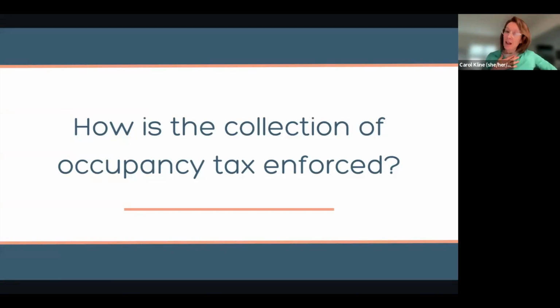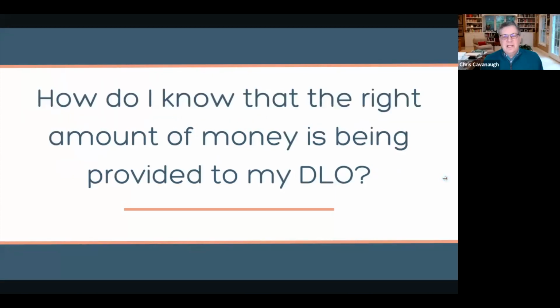If I'm a DLO, I want to know that the right amount of money is coming to me because I want every single dollar that I can use. But also if I'm an attraction, if I'm a hotel, if I'm a restaurant, I want to know if the right amount of money is being provided to my DLO so that they can promote to the whole region. How do I know if that's happening? It is a tricky question.